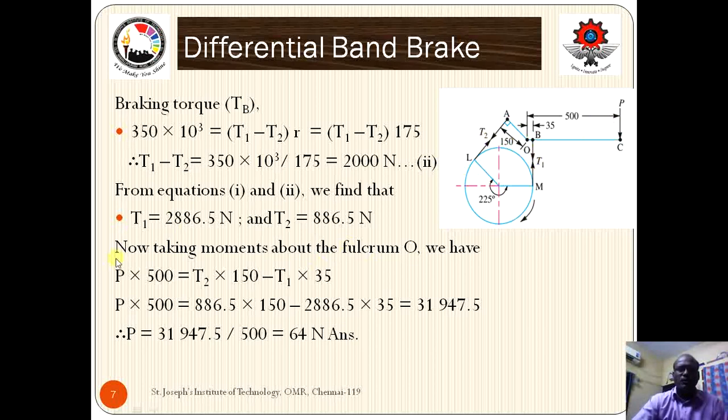So P is rotating clockwise, T1 is rotating clockwise, and T2 is opposite to T1. So P into 500 plus T1 into 35, that is the distance OB, equals T2 into 150. Summing all the values, we get at the end the P value as 64 Newton for clockwise rotation.